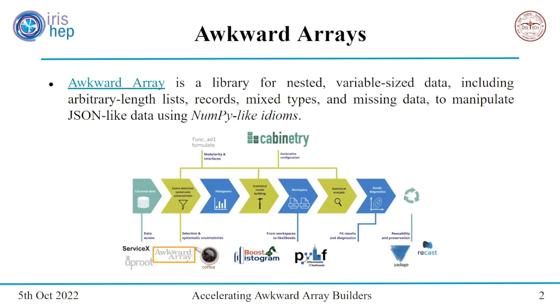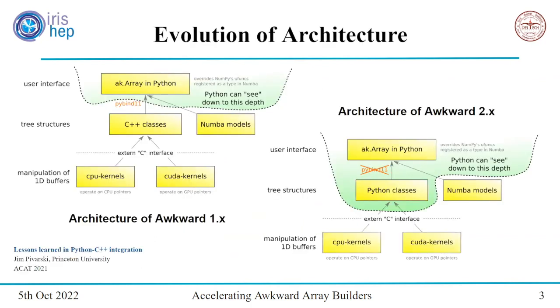Awkward Array is a scikit-HEP library for nested variable-size data, including arbitrary length lists, records, mixed types, and missing data, which is used to manipulate JSON-like data using NumPy-like idioms. Arrays are dynamically typed, but the operations on them are compiled and fast. Their behavior coincides with NumPy when the array dimensions are regular and generalizes when they are not. Awkward arrays are not only more concise, but they are much faster and use less memory than the Python equivalent expression. So this presentation represents the evolving view of best practices for creating awkward arrays in C++.